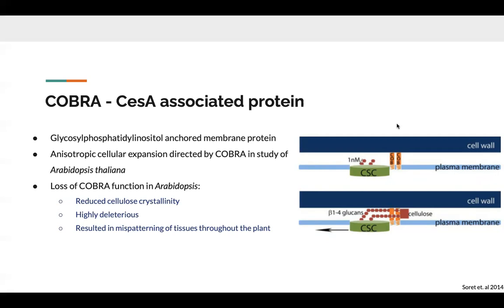Loss of function of the COBRA protein in Arabidopsis resulted in reduced cellulose crystallinity and mispatterning of tissues throughout the plant.